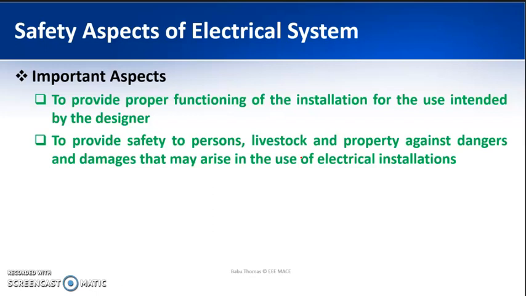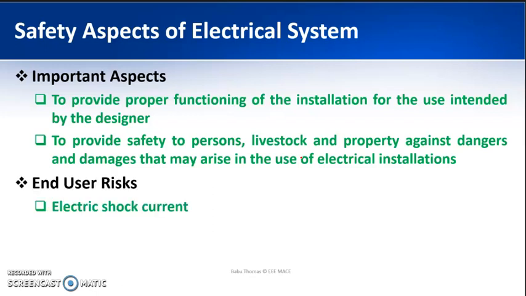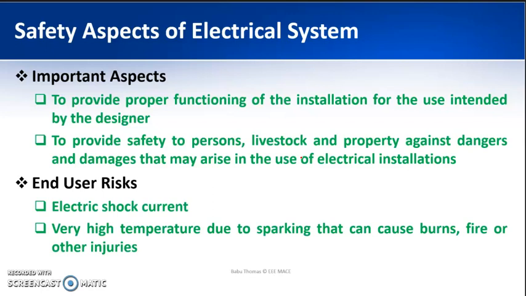Electrical installations are always subjected to end user risk, and the major one is electrocution because of electrical shock. That is, whenever a current is flowing through the human body, it acts as a source of danger which has a negative effect on the human body. The end user risk is electrical shock current, and also a small spark can result in increasing the operating temperatures, which may result in burns or fire.